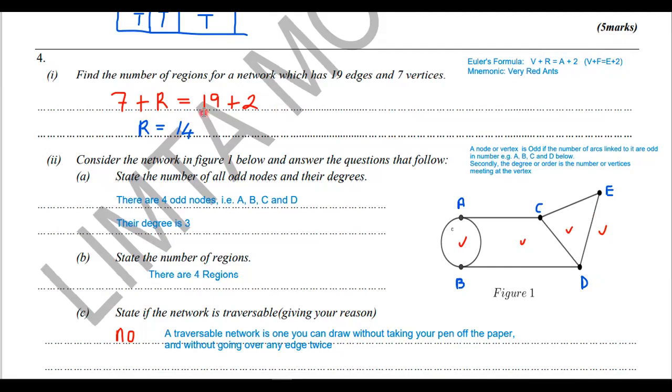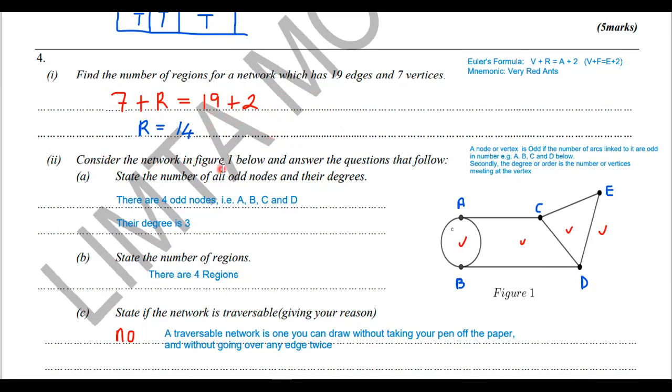So let's apply this formula to find the value of R. Now, as we know, the arcs or edges are always on the right hand side with the +2. Even if you don't know this formula, I know that the arcs or edges will always be on the right hand side with +2. You can solve for R. So you have 7 vertices plus number of regions equals 19, this is arcs or edges now, +2, and R gives us 14.